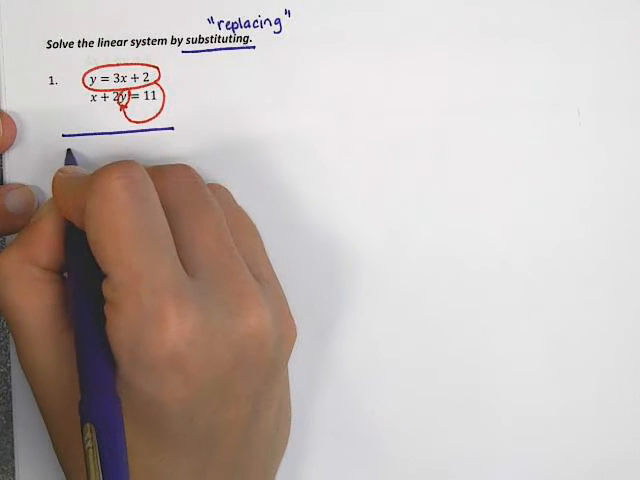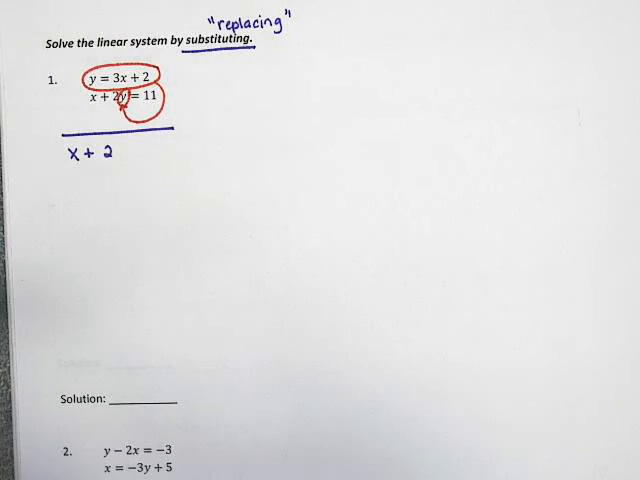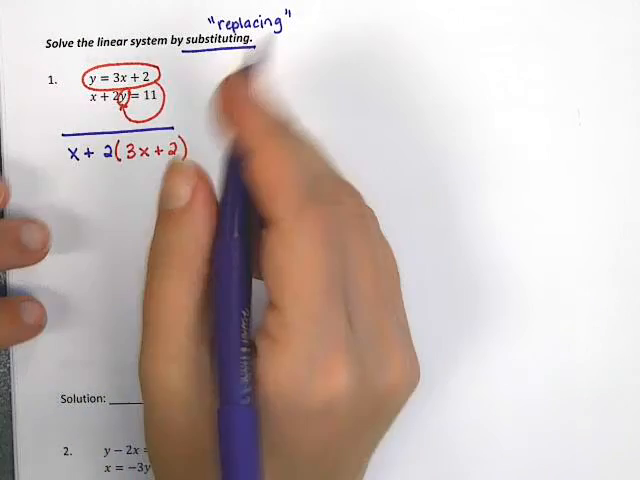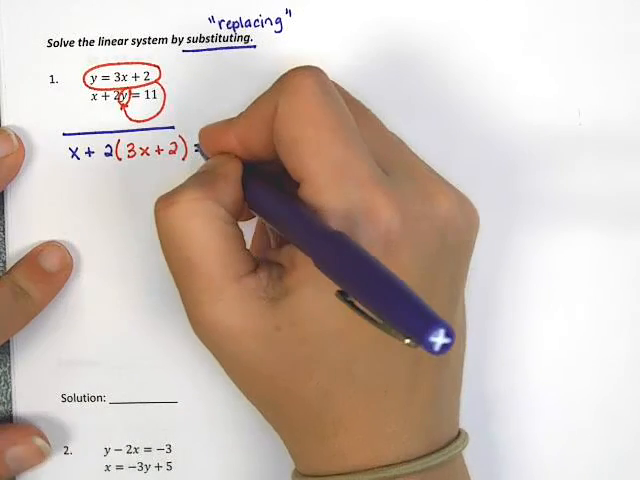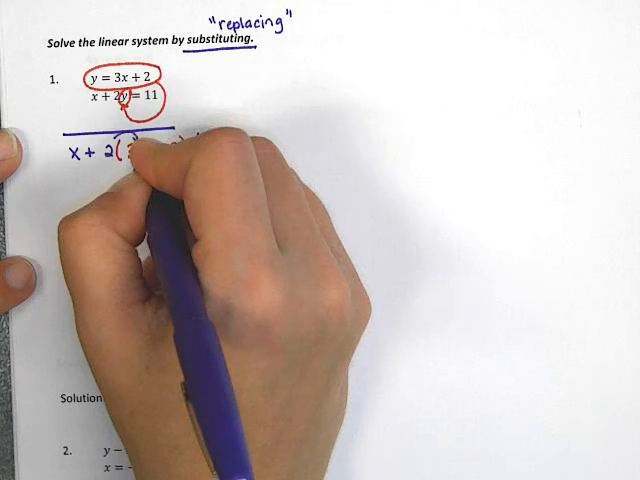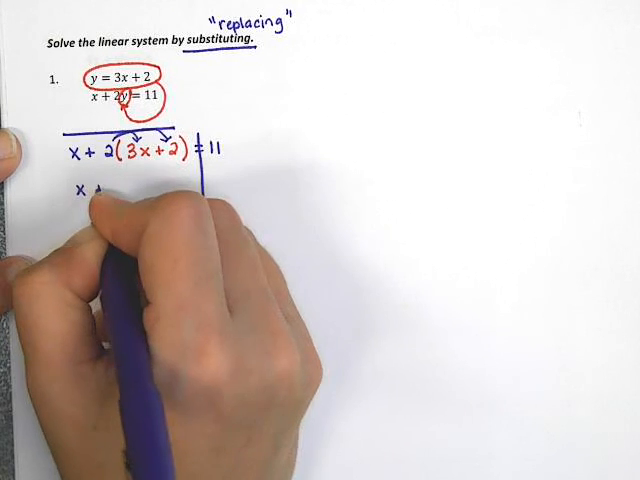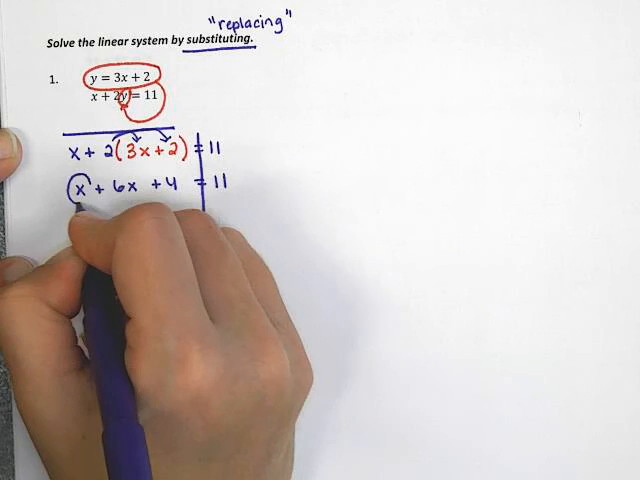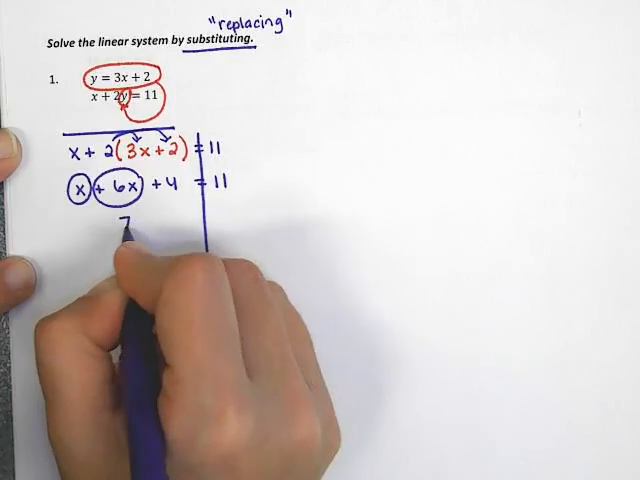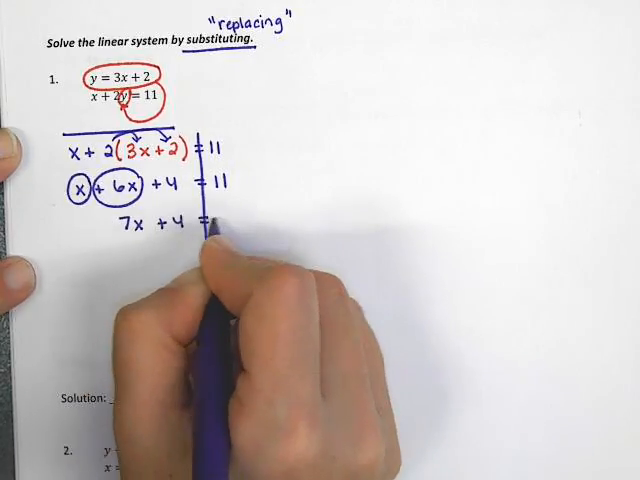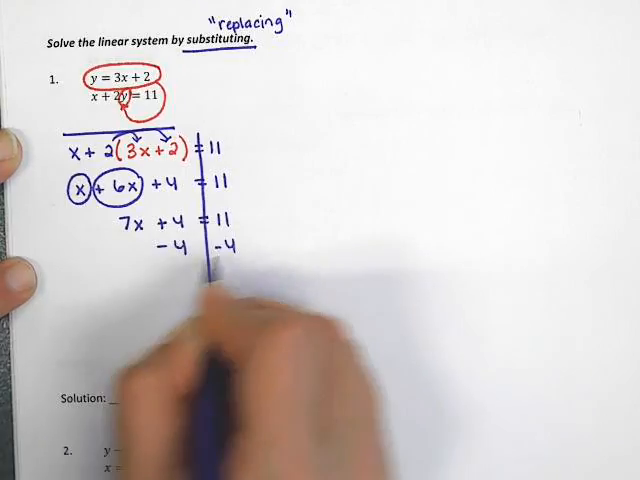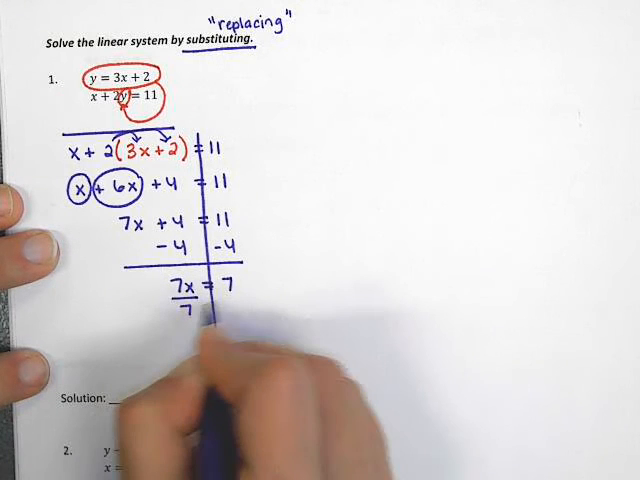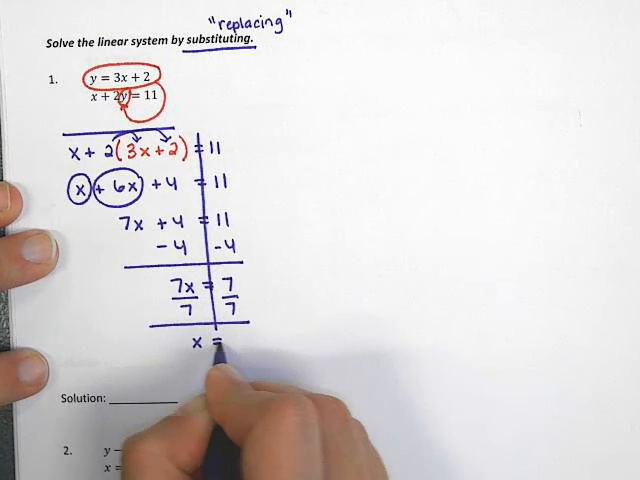Here's what I get. I get x plus 2, and then instead of the y, I'm going to fill in 3x plus 2 equals 11. Now in this equation, I'm going to have to distribute the 2 to both of these terms. So I'm going to have x plus 6x plus 4 equals 11. The x and the 6x are like terms, so I get 7x plus 4 equals 11. Now I'm going to subtract the 4 on both sides, so I get 7x equals 7. And I'm going to divide both sides by 7, so x equals 1.